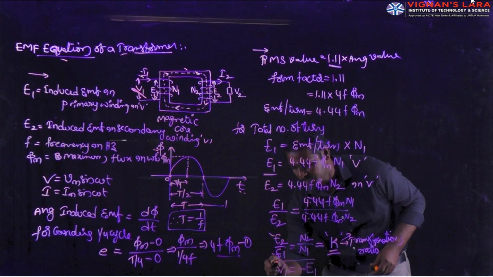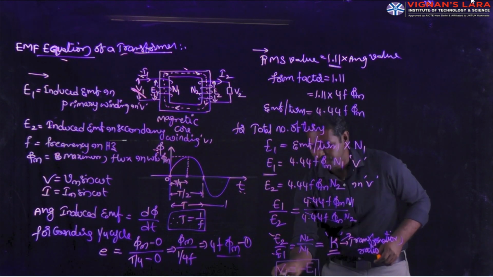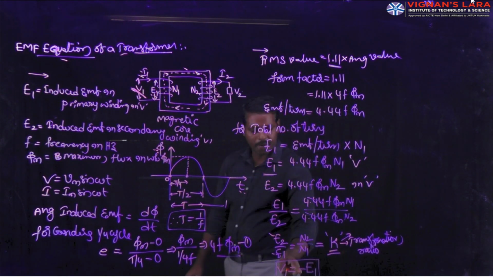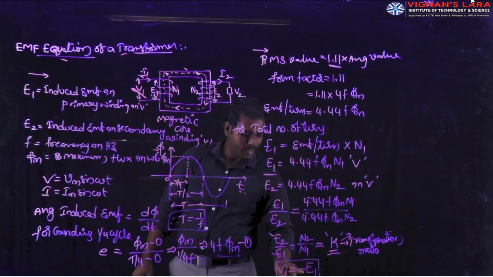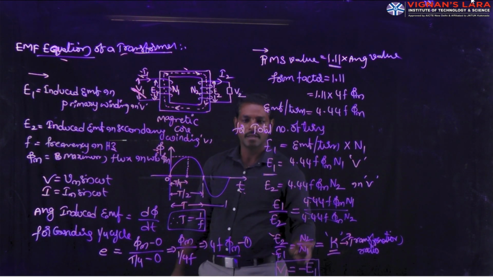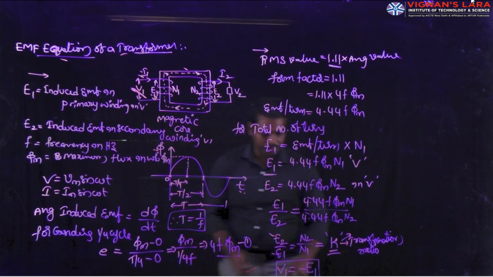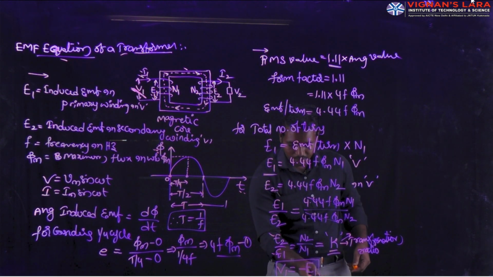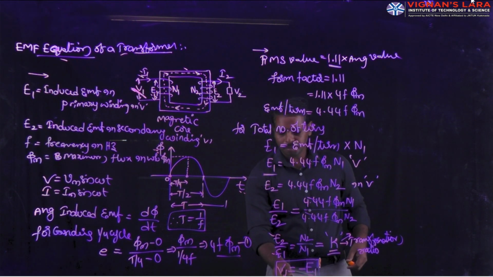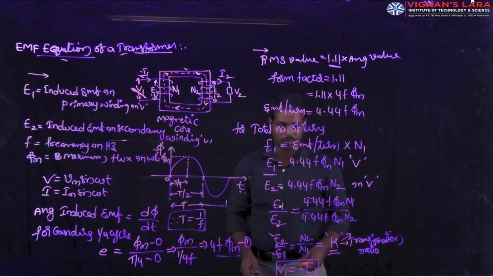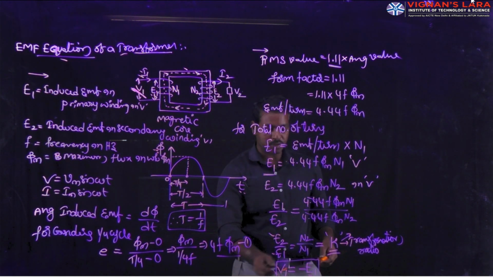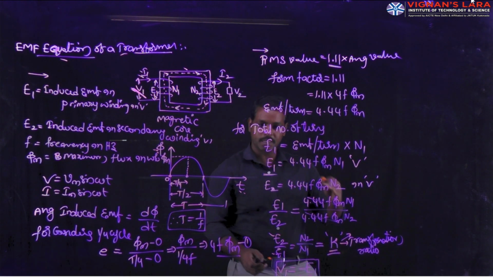This is very, very important. V1 is always equal to minus E1. The minus sign is represented by Lenz's law, because the induced EMF always opposes the main cause of producing it. So these two are in opposite directions, which will be discussed in the next class.